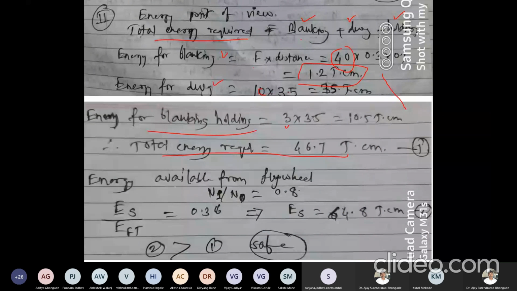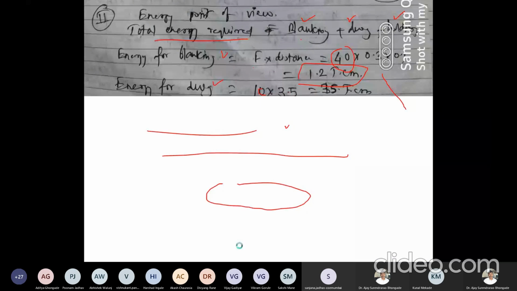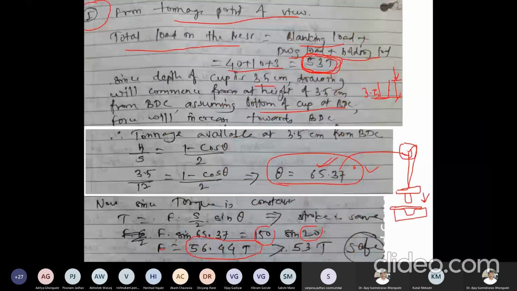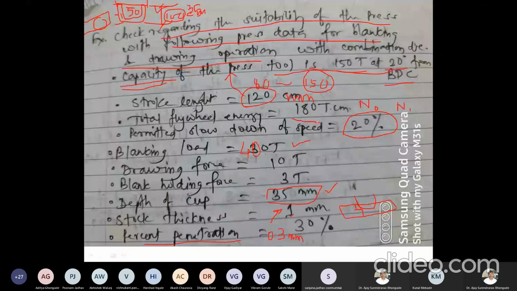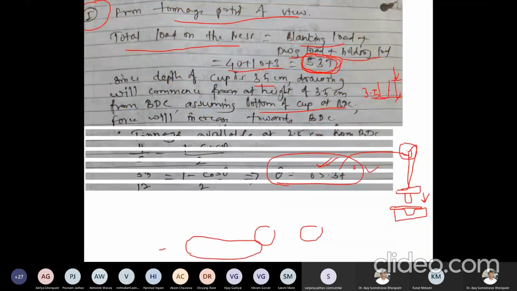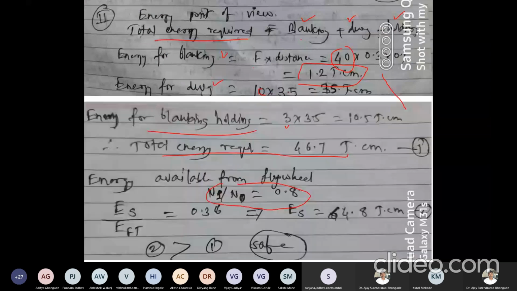Now the energy available from the flywheel: this is where 80% reduction is allowed. So we get 0.36 that we had already calculated, right? So ES is equal to 64.8 ton centimeter. Now what is the energy which is available? Total flywheel energy is 180 ton centimeter. Now we have to take 36% of this 180 ton centimeter. If you work out 36% of this 180, it works out to be 64.8.